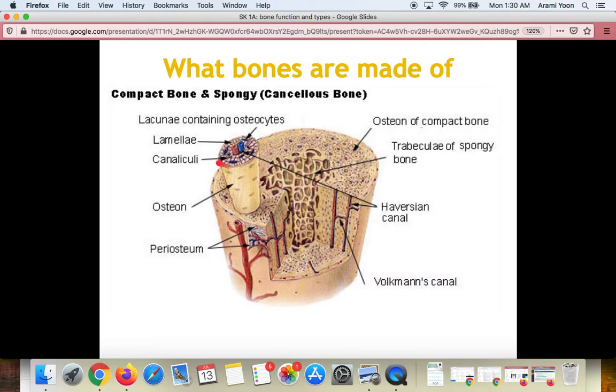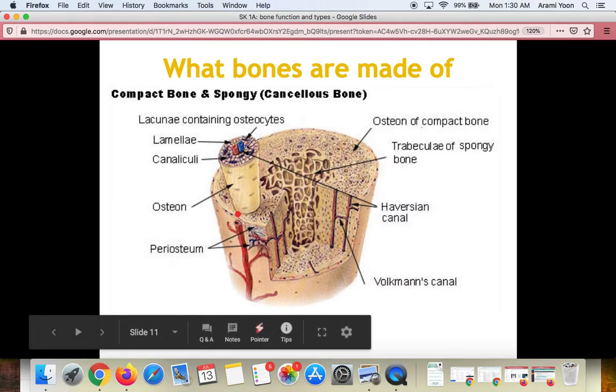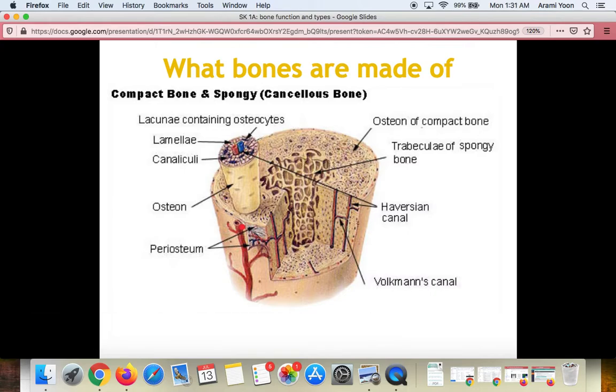One last thing to look at before I move along is you'll see that you have these blood vessels that are penetrating into the bone. And that's because bone is a living tissue. It's made of living cells, and that means you do have to feed them with the substances that your blood carries to them.